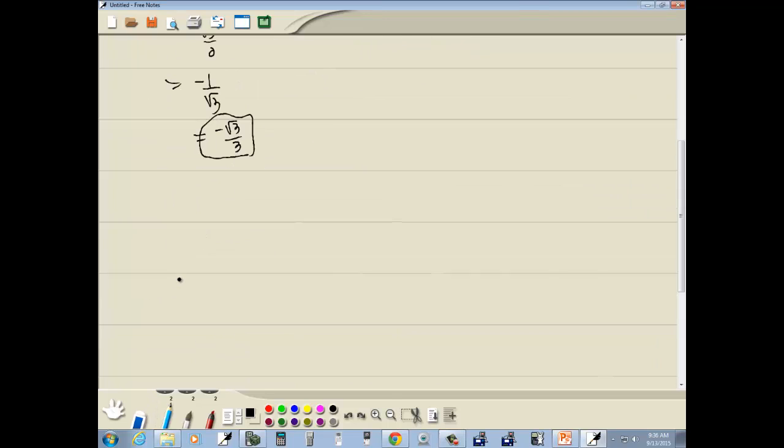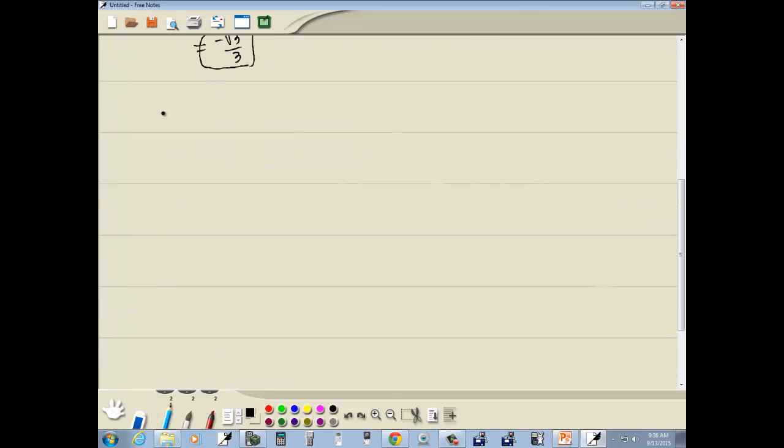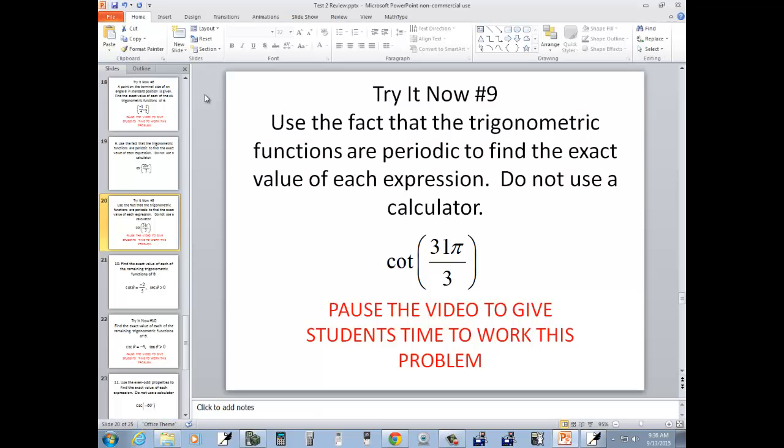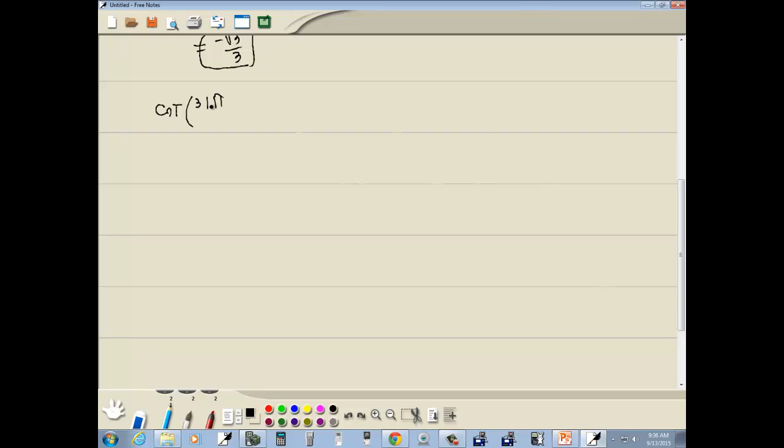Okay, now let's take a look at this one. Okay, cotangent of 31 pi over 3. Well, that's obviously not on the unit circle. I could subtract 2 pi, which is 6 pi over 3, but that's not enough. 4 is not enough. If I went to even 6, it wouldn't be. If I keep adding this, I got 12 pi over 3, 18 pi over 3, 24 pi over 3, 30 pi over 3. Next one would be 36 pi over 3. Well, that's too much. So I can subtract 30 pi over 3.